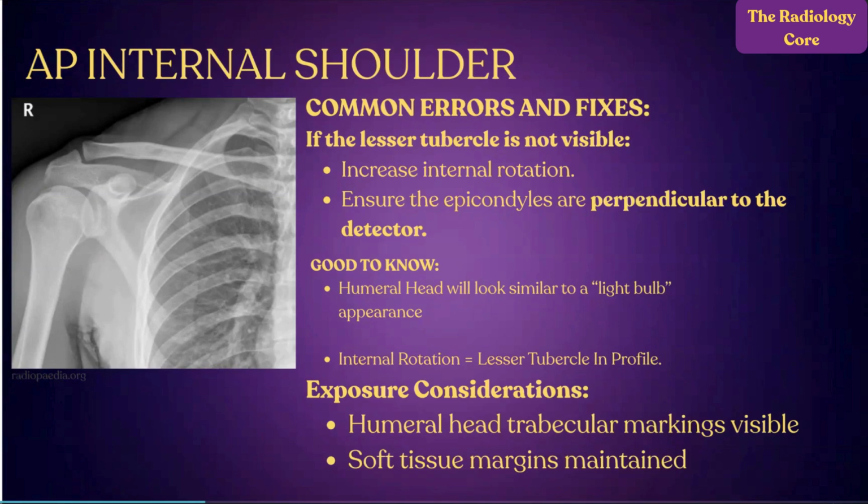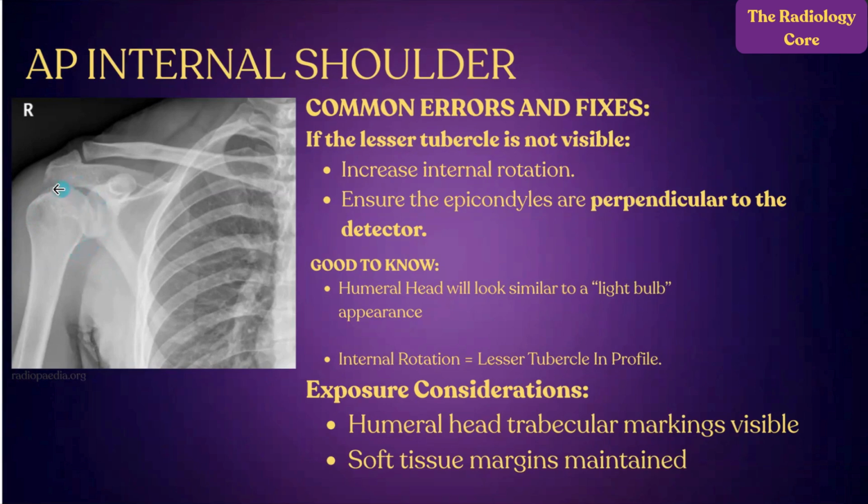So when looking at this, how do you know whether it's internal, external, or a neutral view of the shoulder? Your main focus is going to be on the tubercles. Can you see the greater tubercle on the lateral aspect? No, so you know the arm is not externally rotated. Can you see the lesser tubercle in profile? Not really well. So their arm wasn't rotated in.